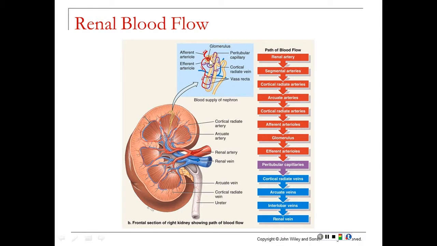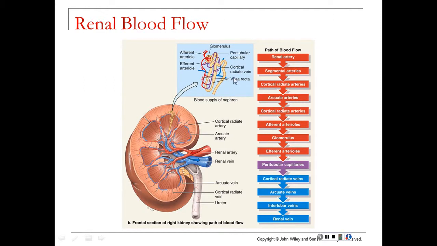That afferent arteriole dumps into something called the glomerulus. The glomerulus is where the initial filtering of the blood occurs. And we'll talk about that in a minute. Let's just focus now on blood flow, not so much urine formation. So that blood flows through that afferent arteriole into the glomerulus, and then out of the glomerulus through an efferent arteriole. Then it's going to flow through something called the peritubular capillaries, which are these little guys here.